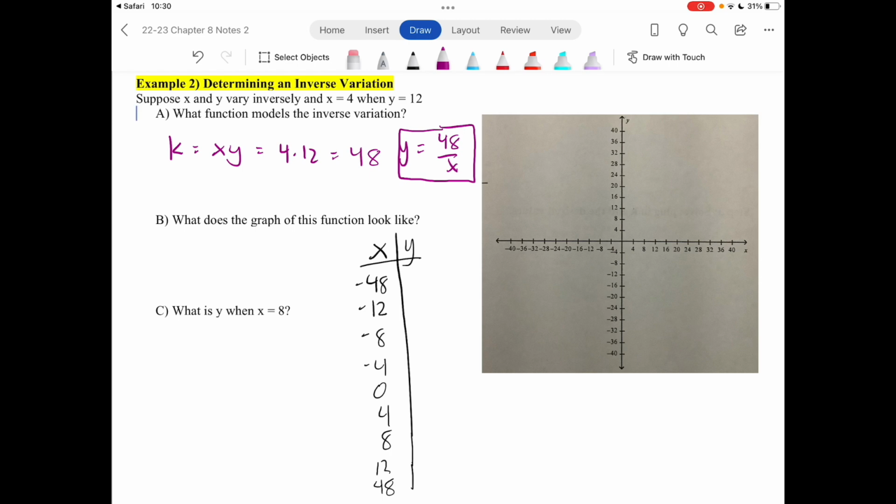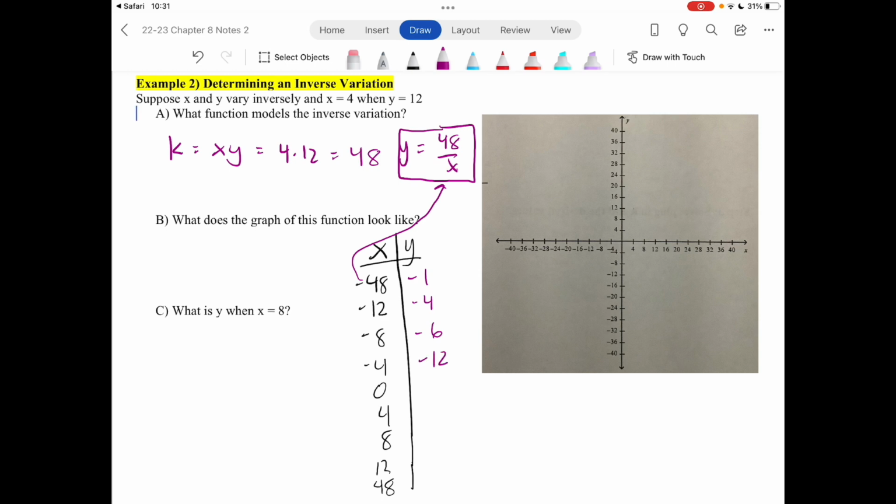Once we have the function model, we can figure out what this graph looks like. Here are some x values we're going to plug in. I know on your notes it says negative 36 and positive 36. Go ahead and change it to negative 48 and positive 48 instead. If we plug in negative 48 for x, we're going to end up with a negative 1. If we plugged in negative 12, we get negative 4. Plug in negative 8, we'll get negative 6. Negative 4, we'll get negative 12.